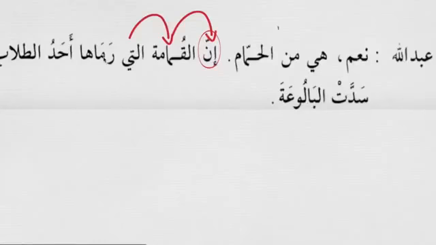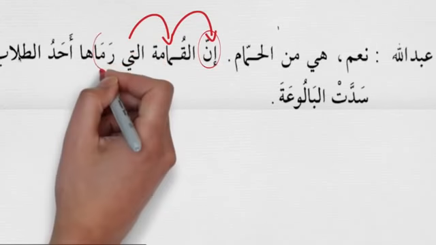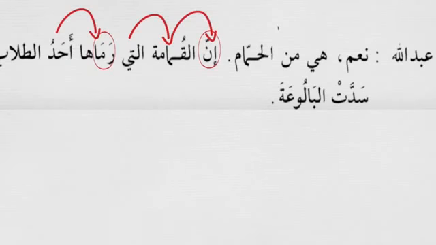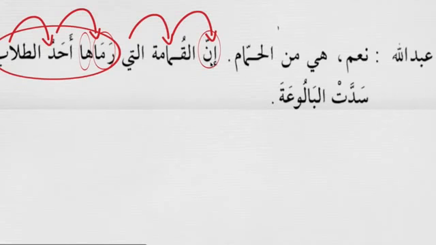So we're looking for the fa'il. Rama means he threw. So who threw? We are looking for the damma. So ahadu, which is mudaf, and mudaf ilayhi, ahadu tullabi, one of the students. So one of the students threw it. Ha is here for qumamatun. And this whole thing, ramaha ahadu tullabi, is the silatul mawsul for allati, and still it is connected to al qumamata.